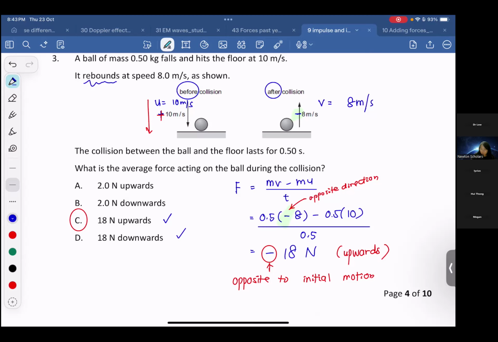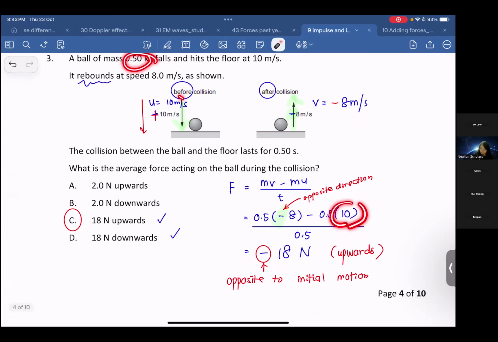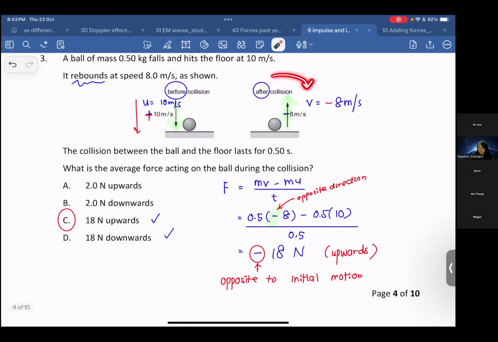But can you see that? This one, just now the ball moving downward. Now it rebound. Rebound, that means opposite direction. So we have to put a negative value. We have to put a negative value. So at here, MV, mass is 0.5 times negative 8 minus 0.5 times initial velocity, which is 10. Why is negative 8 at the front? Oh, okay. You understand after collision.